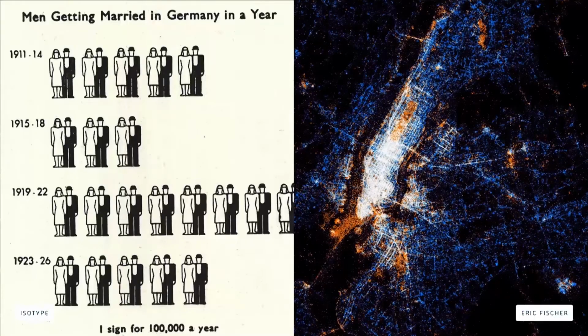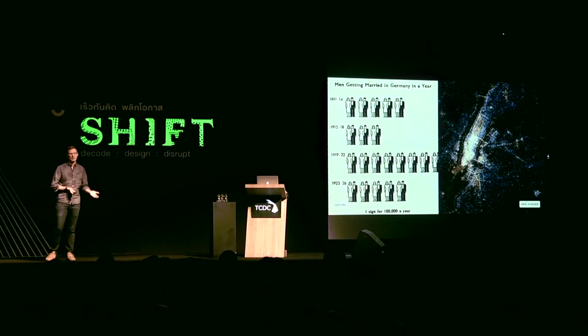An example of that is this isotype illustration on the left. This is a technique that's popular now in infographics, but was pioneered in the 20s and 30s in Europe. And so this is on the left. This is information about men getting married in Germany in a year, and they're just substituting this one mark of a couple for 100,000 marriages.